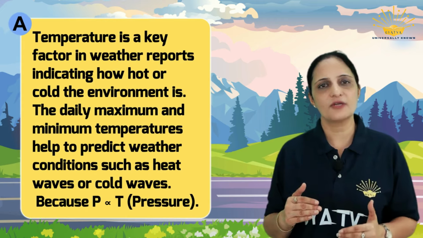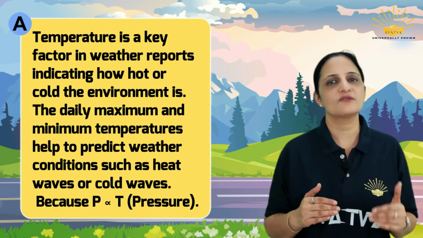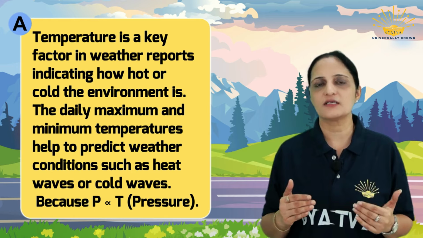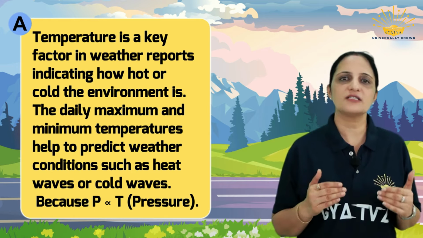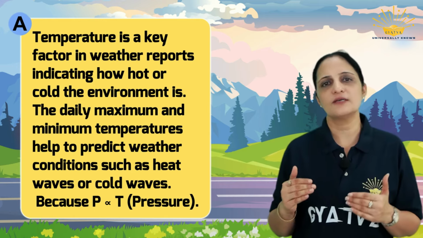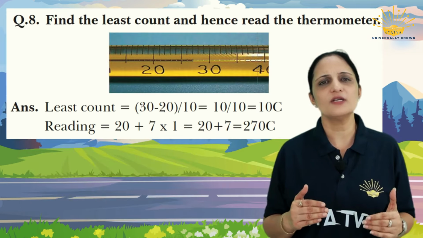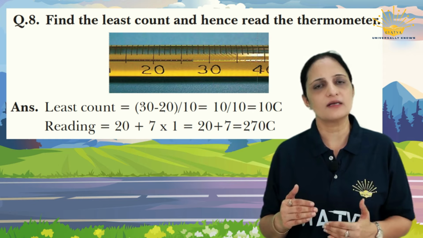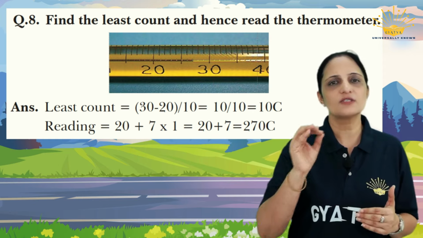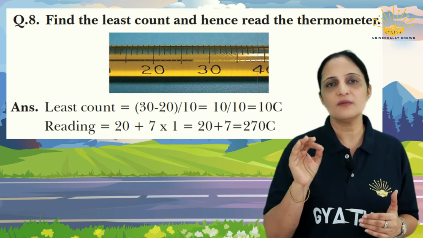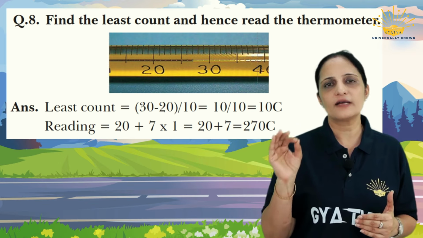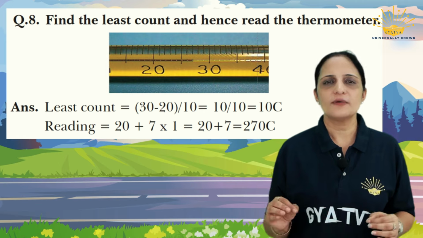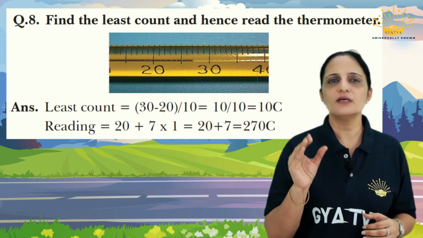Maximum and minimum temperatures, they help us to predict whether the conditions such as a heat wave or cold wave would persist. Also because pressure is directly proportional to the temperature. Question number 8. Find out the least count and hence read the thermometer. Least count was what? It was the least value or the minimum value at which the thermometer would give us the accurate reading. So you have the thermometer and you have to find out the least count.